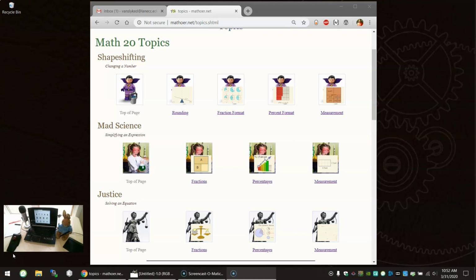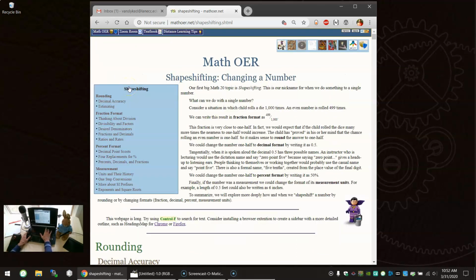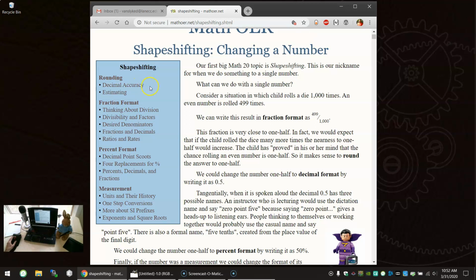We're going to start by talking about what I nickname shapeshifting. Shapeshifting is everything you do that changes just one number. We'll look at how to round numbers, what fractions really are, how to move back and forth between fractions and decimals. When some fractions are ratios or rates, what does that really mean? What percents are, how to move back and forth between percents and decimals and fractions. Some history of measurement units and how to convert between measurement units that are close together, like feet and miles. We'll talk about SI prefixes, what you might call metric system, and we'll talk about exponents and square roots.